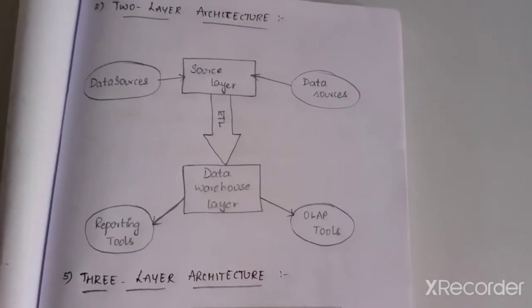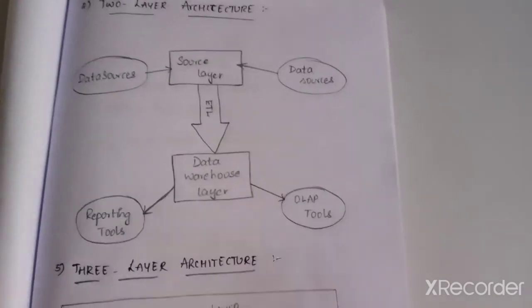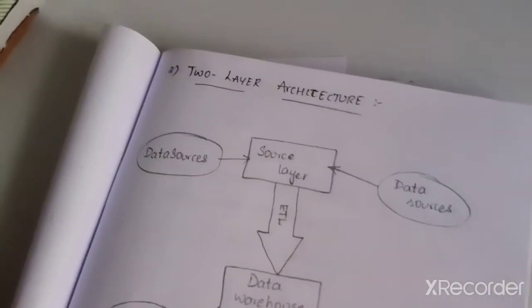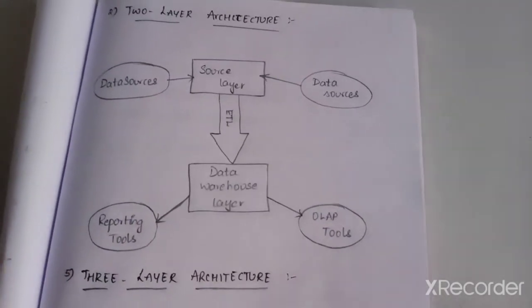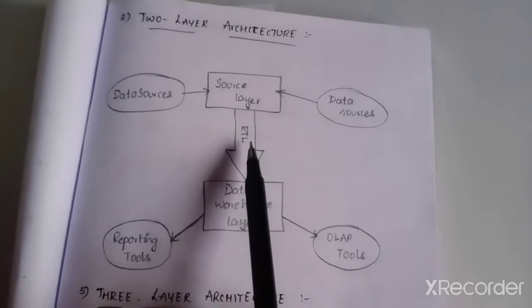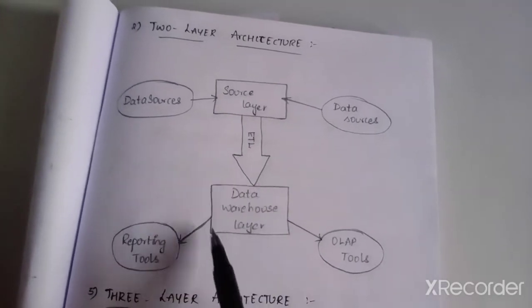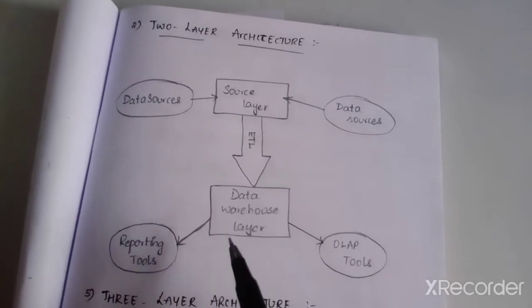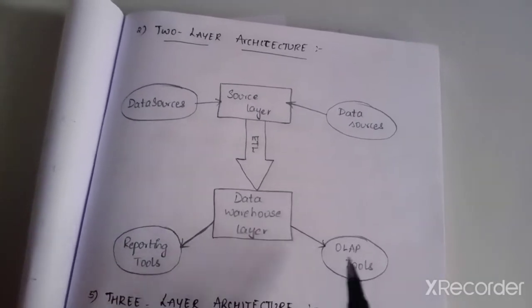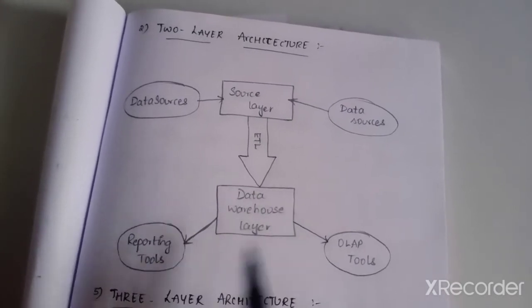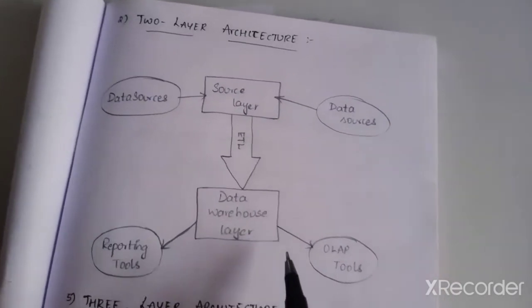And the second layer is the data warehouse layer, in which all the extracted, transformed and loaded data is going to be loaded. After that, on this layer, the reporting tools and OLAP tools are going to be used in order to access data from this data warehouse layer.